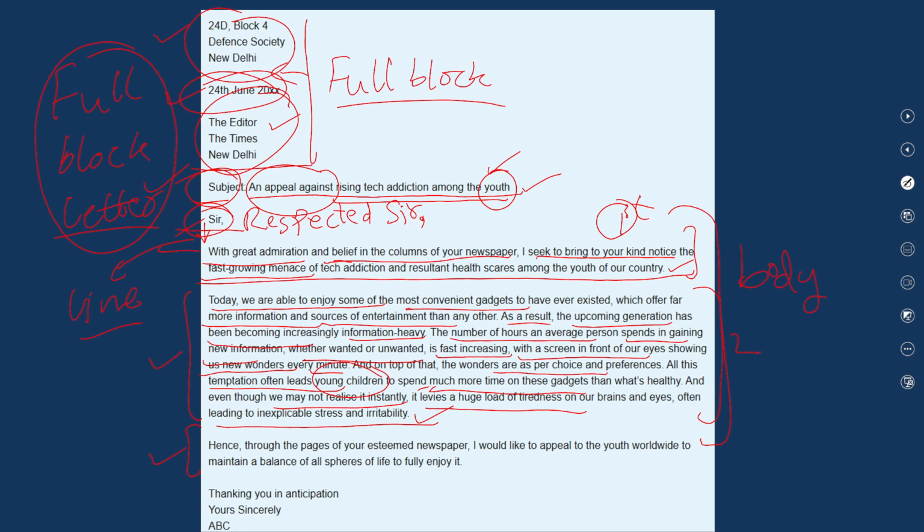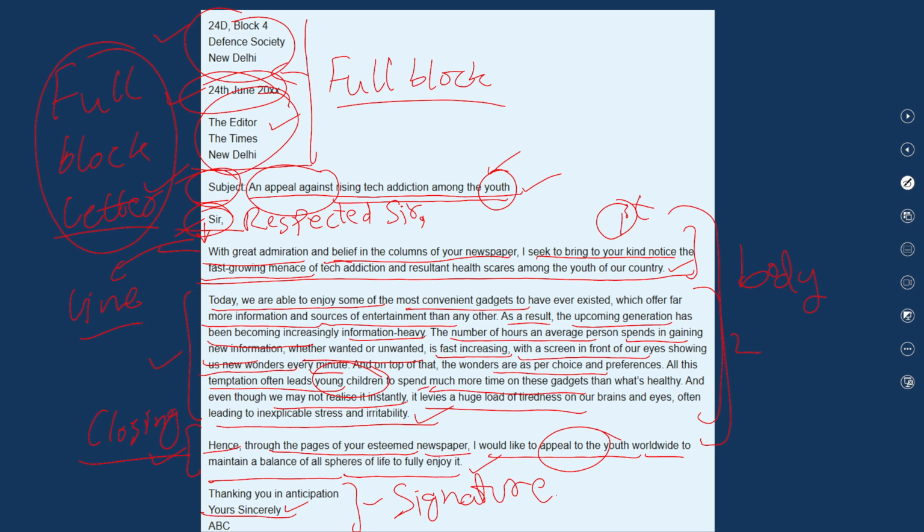And then here is your closing paragraph, closing remarks. Hence, through the pages of your esteemed newspaper, I would like to appeal to the youth worldwide to maintain a balance of all spheres of life to fully enjoy it. So this is the conclusion, the closing. Then this part is your signature. So thank you in anticipation, thank you in advance, yours sincerely or respectfully, and then your full name.